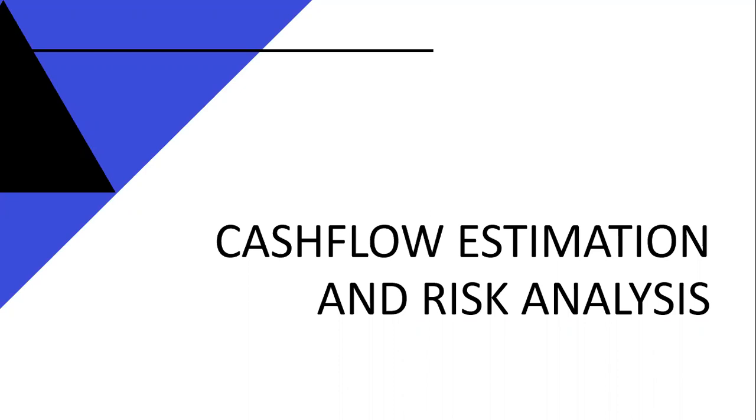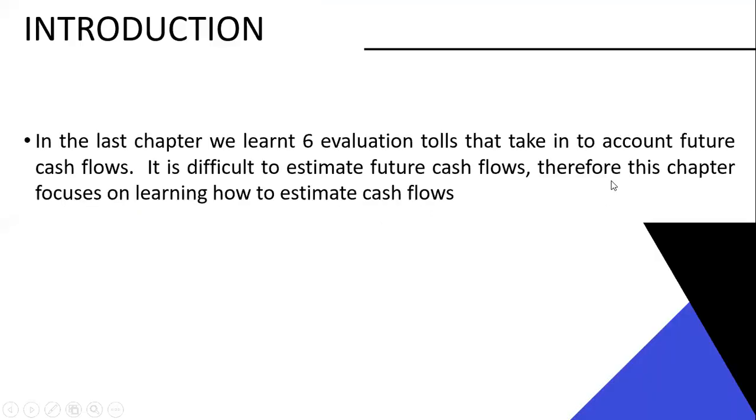So in the last chapter, we really learned about 6 evaluation tools. And we discussed NPVs and IRRs and MIRRs and all of those wonderful tools. And we basically were using free cash flows of various projects to evaluate them. But what we didn't really discuss was how those free cash flows are calculated. And that is actually slightly complicated. And that's why this chapter really focuses on how to estimate cash flows, and it breaks it down.